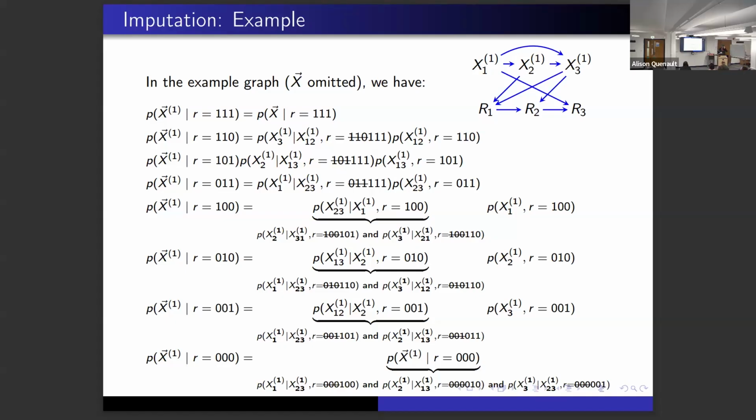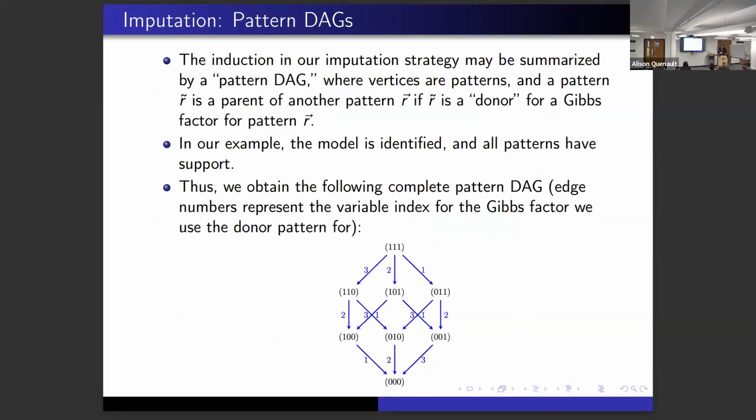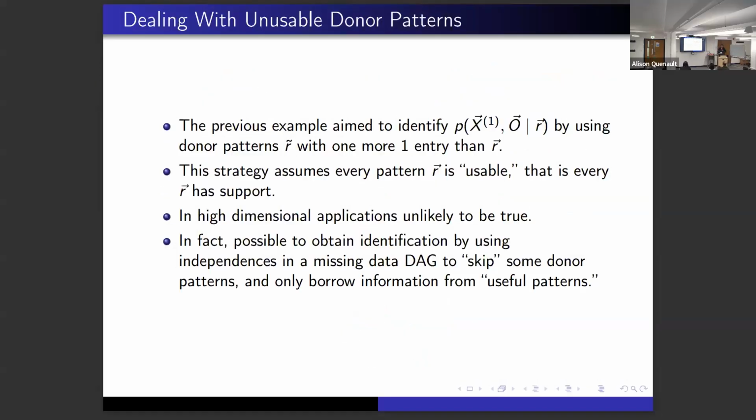The induction in this imputation strategy may be summarized by a pattern DAG, where vertices are patterns and a pattern R is a parent of another if it's a donor. And so here is just the usual representation of the partial order on subsets, because here all patterns have support. So this is not very interesting in and of itself. It's just something we pointed out for what follows. This strategy, where you use the pattern with one more R than before, assumes that all the patterns have support.